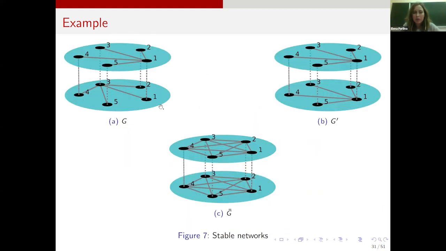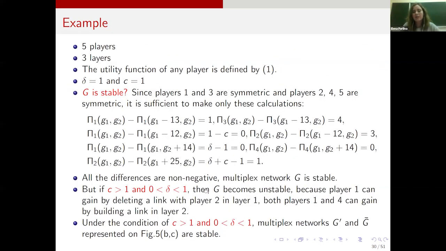So we examine whether this network G is stable or not. There are 2 star networks, but with different centers in these layers. We can check these conditions, and we get that nobody wants to delete or add links. We check it, and this multiplex network is stable with these parameters.